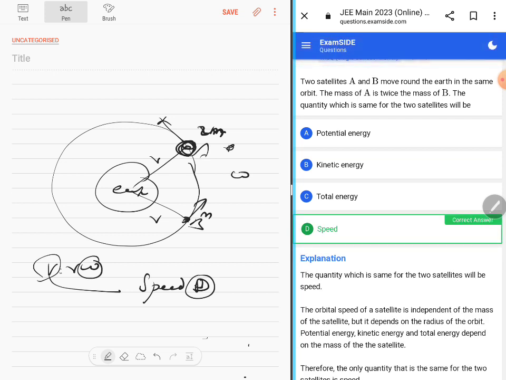Okay, let's explore why it can't be potential energy. What is the formula? Minus GMm by r. That again depends on mass, 2m, and maybe the potential will be the same. Potential, if we had asked for the potential, not the potential energy. If the option had potential, we could have marked that. So we have explored that. Can I go to the next question?